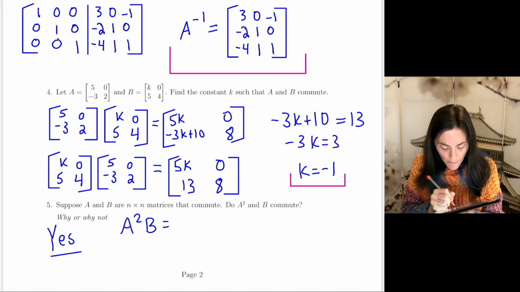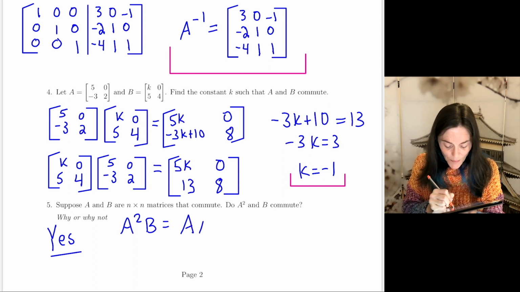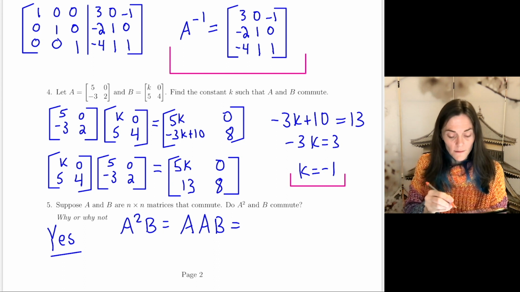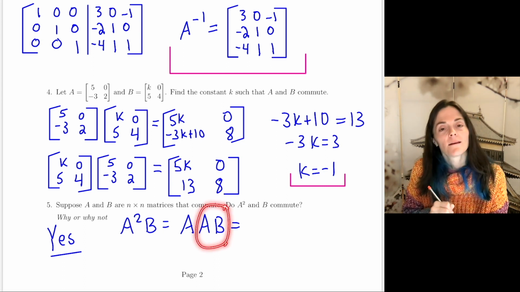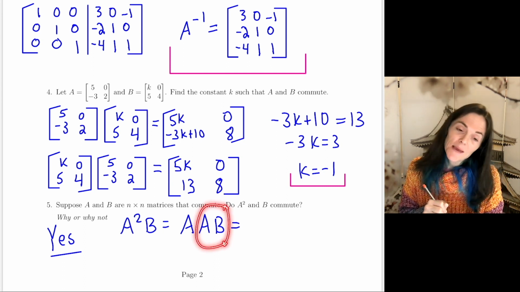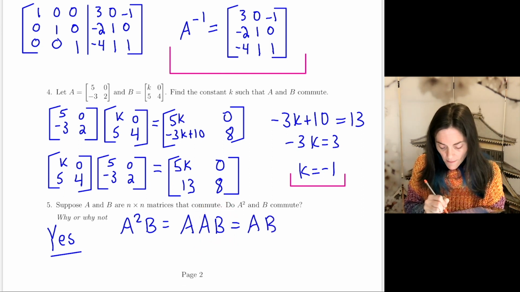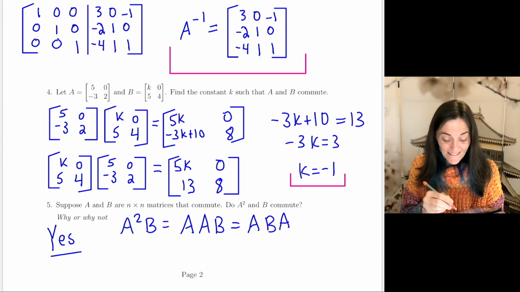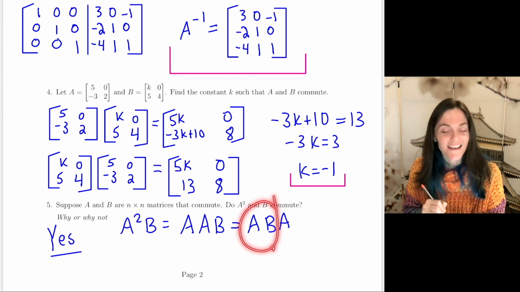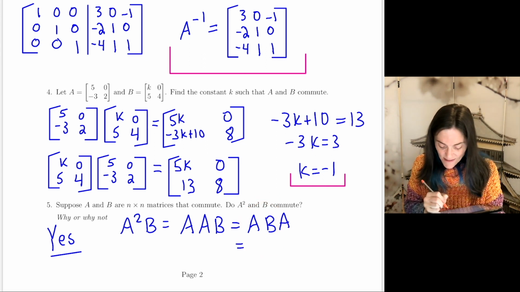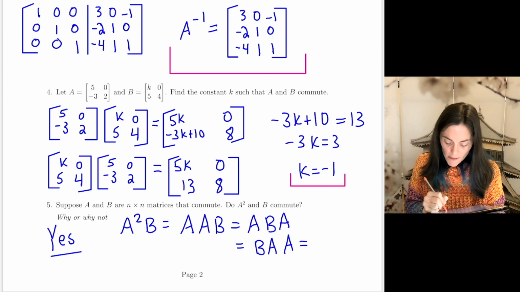But you note that A and B commute. So I can write A squared B as A times AB. Well, if you look here, I can interchange the order because AB equals BA. So this is A, BA. Well, I can do it again because here, AB equals BA. So this is BA, A. And this is B, A squared.